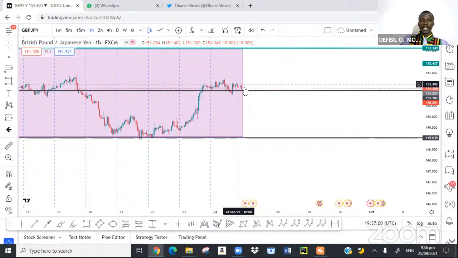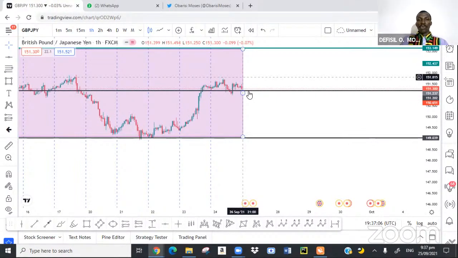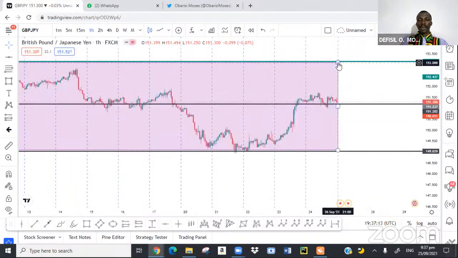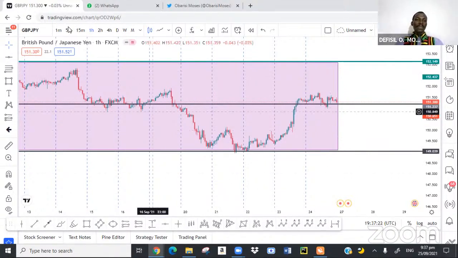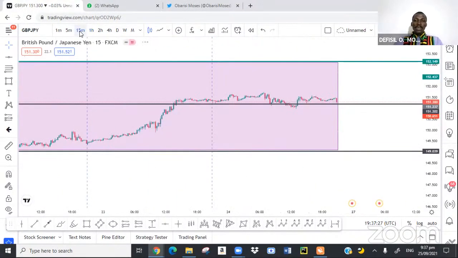We should be expecting a strong bullish candle forming at this area before we continue our movement to meet this area, if we were to trade it for an uptrend. For smaller time frame traders, let's look at the 15 minutes.